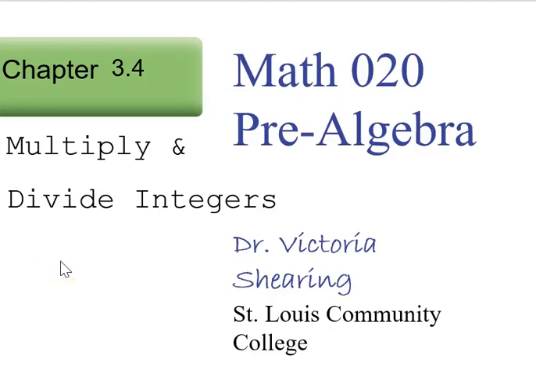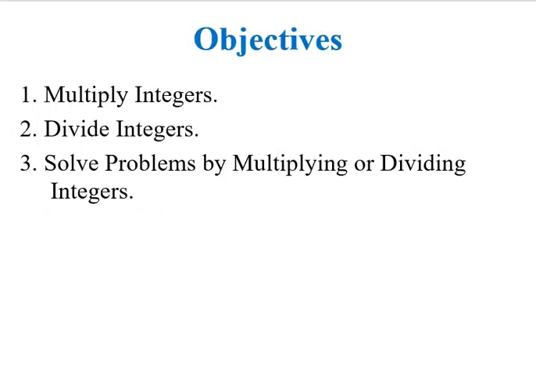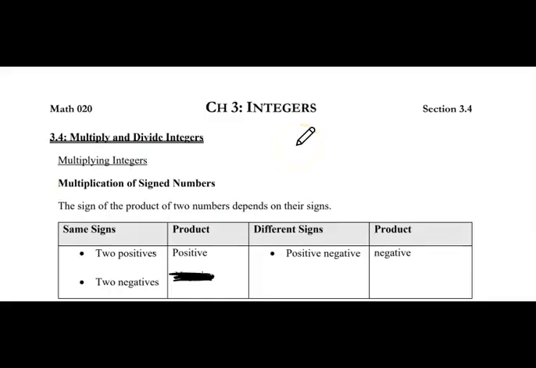Lesson 3.4, multiplying and dividing integers. The objectives for today are, we're going to be talking about how to multiply integers. Number 2, how to divide integers. And number 3, how to solve problems by multiplying and dividing integers. How to multiply and divide integers. And we're going to start with the rules for multiplying integers.